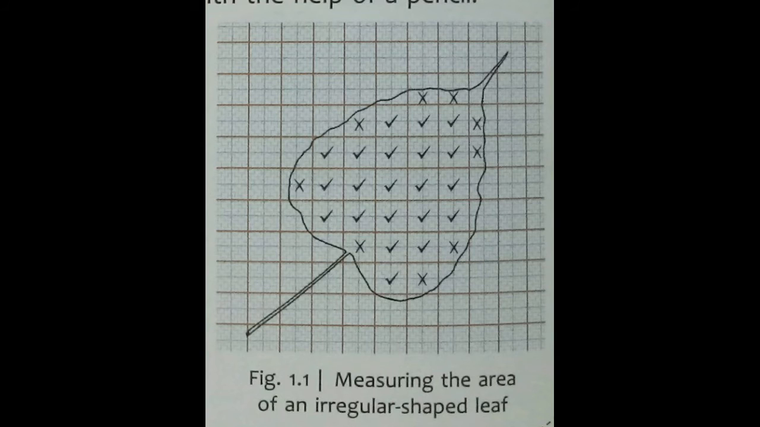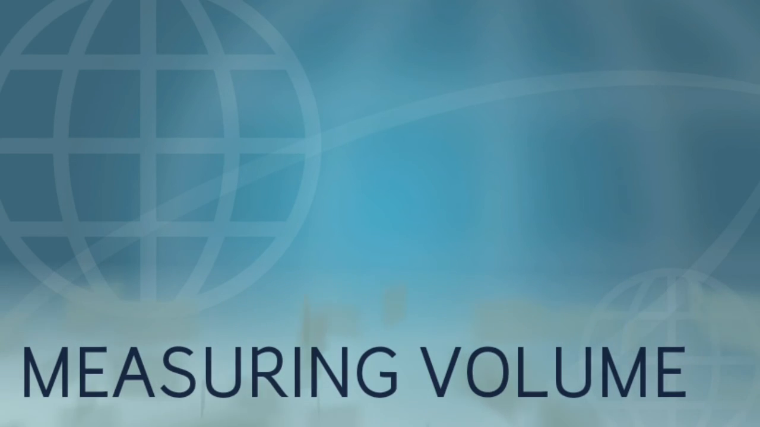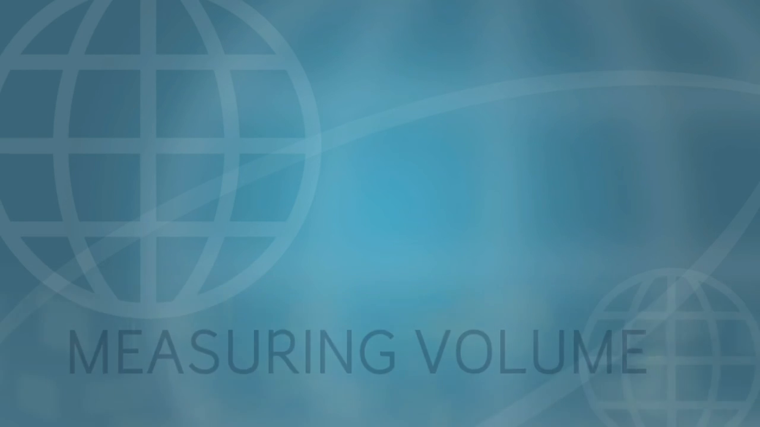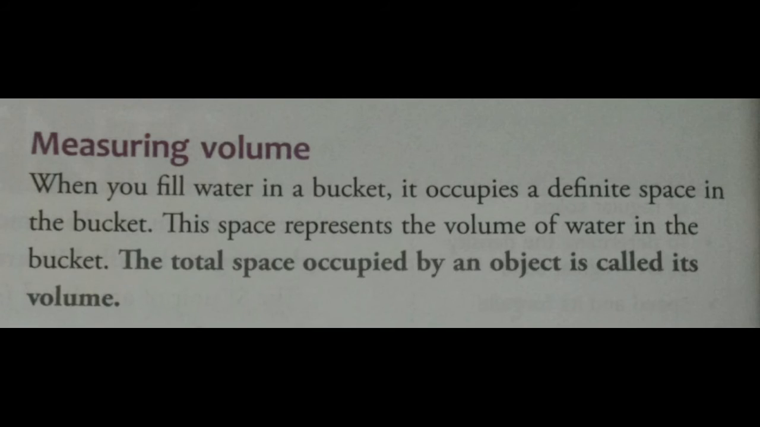Now, if we talk about measuring volume, when you fill water in a bucket, it occupies a definite shape in the bucket. This space represents the volume of water in that bucket. So, we can say that the total space occupied by any object within a container or utensil is called its volume.